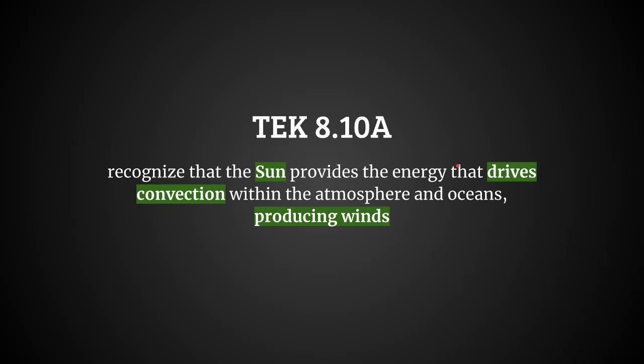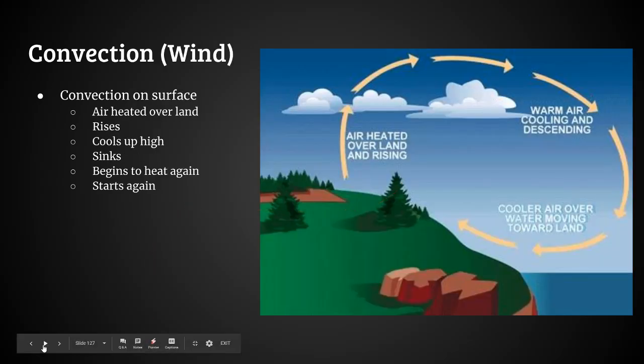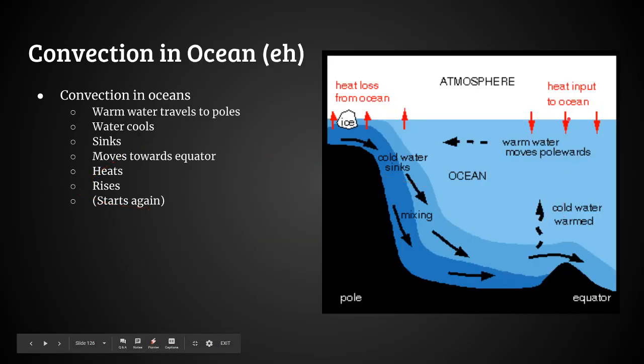Moving on to TEK 8.10A, the sun drives convection, producing winds. So we have here convection in the ocean. The way that this works is that the warm water is heated up here. It then travels to the poles where it gets cold. It sinks down, it mixes up, and then it starts coming back up after being a little bit warmed with some less cold water. It then rises, gets heated, moves back over, and then just begins the cycle all over again.